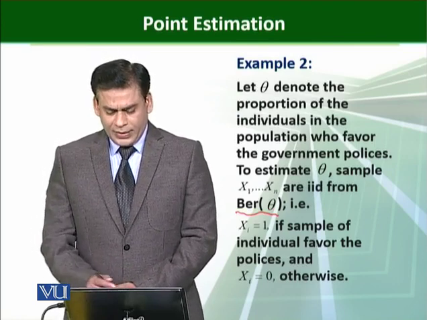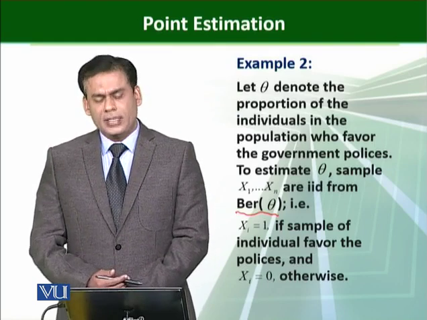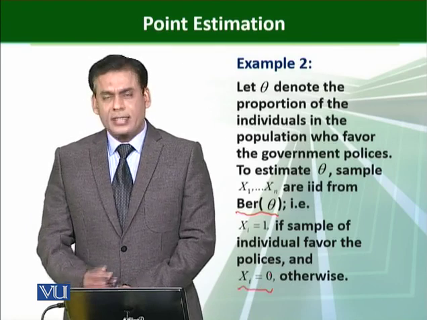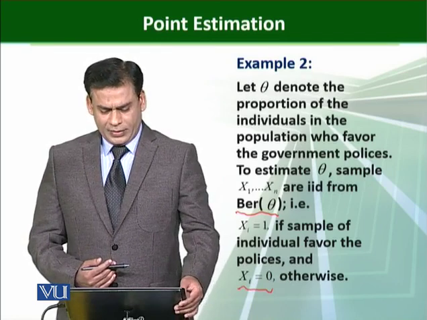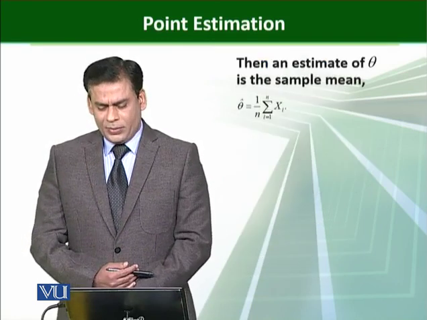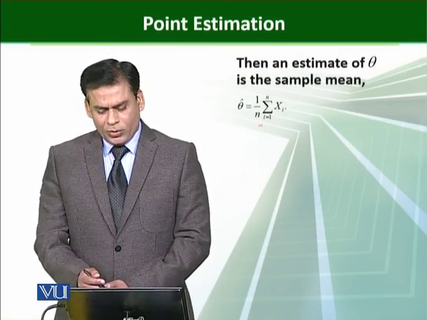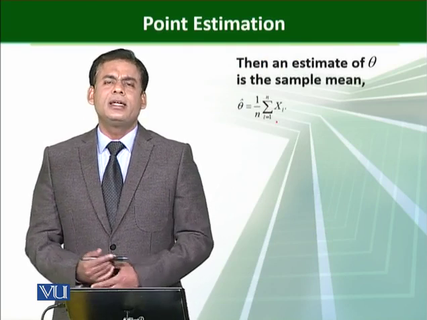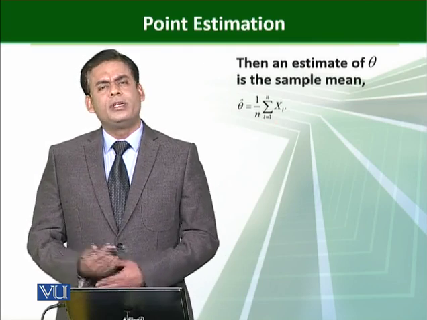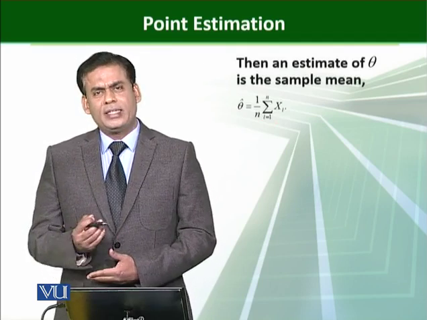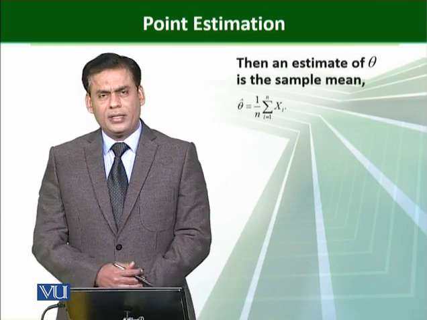So we can represent it as xi equal to 1 if the sampled individual favors the policies, and xi equal to 0 otherwise, if the individual does not favor the policies of the government. So then the estimate of theta, that is the mean, theta hat, is 1 over n, sum xi. Here, suppose that we are interested in those people who favor the government policies, so we just count the number, that is basically the sum of x, and divide by the total number. So that will give you the estimate of theta.